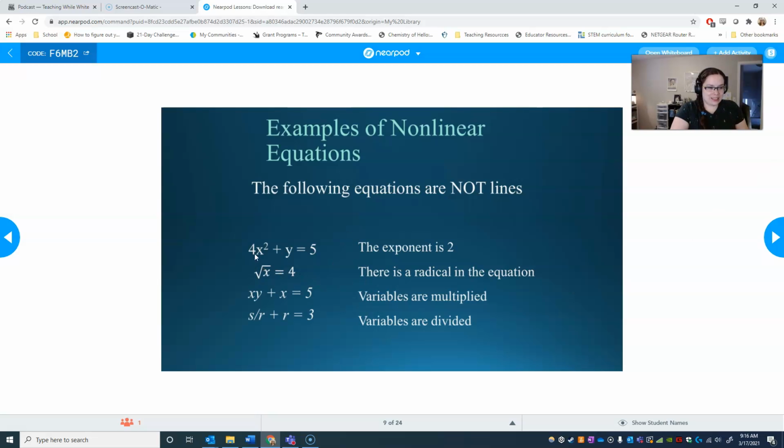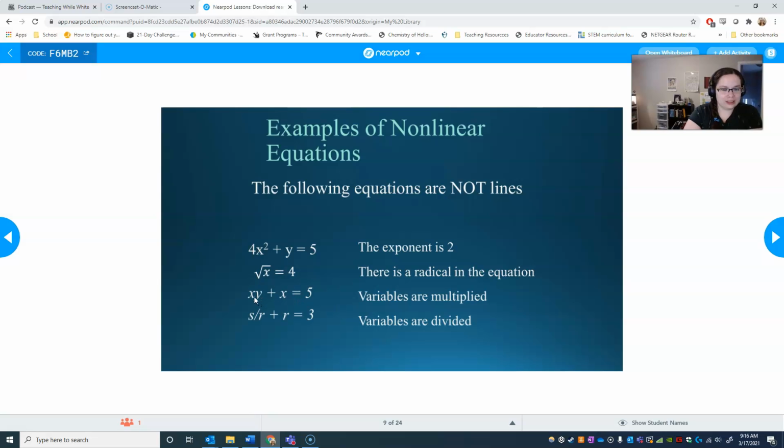This first one is not a line because X is squared. The second one has a radical, this division sign, so that is not a line either. Those are going to be curves when you graph them, and that is an Algebra 2 subject.